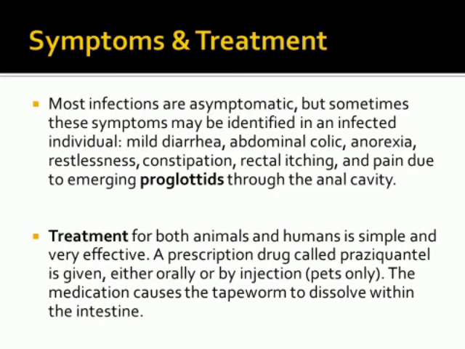Symptoms and treatment. Most infections are asymptomatic, but sometimes these symptoms may be identified in an infected individual: mild diarrhea, abdominal colic, anorexia, restlessness, constipation, rectal itching, and pain due to proglottids emerging through the anal cavity. Treatment for both animals and humans is simple and very effective. A prescription drug called praziquantel is given either orally or by injection. The medication causes the tapeworm to dissolve within the intestine.